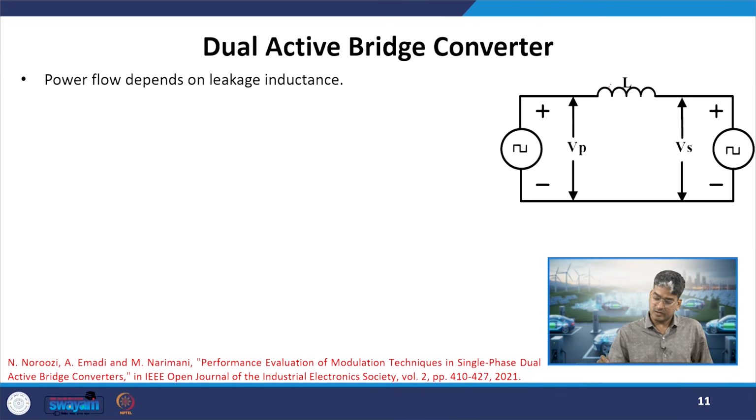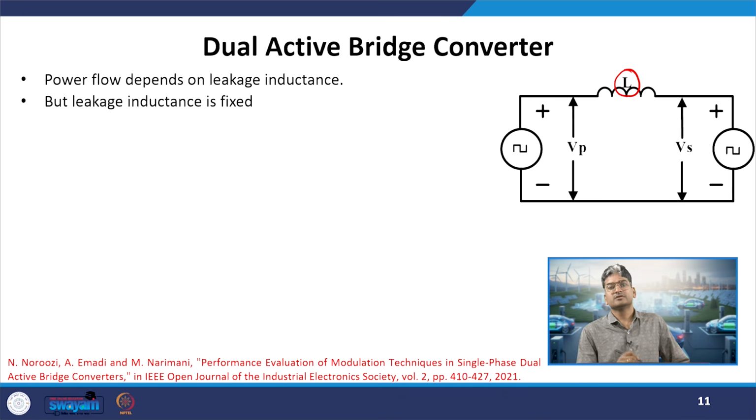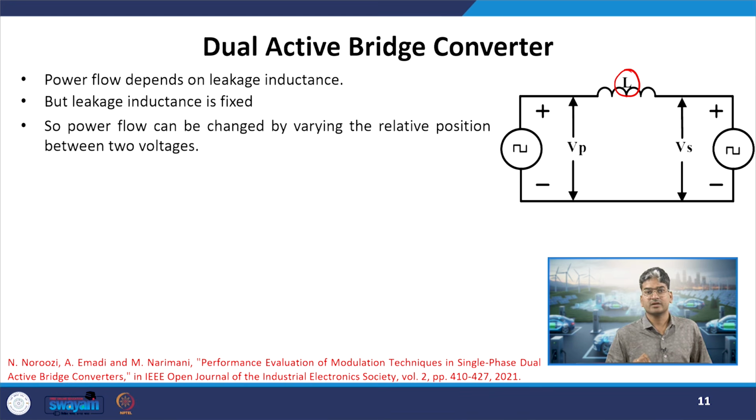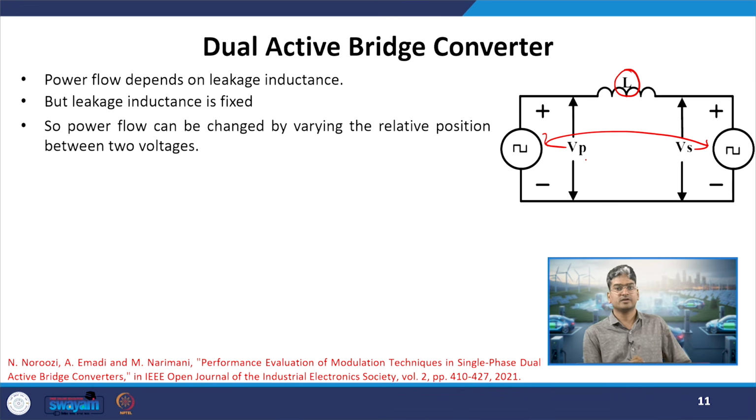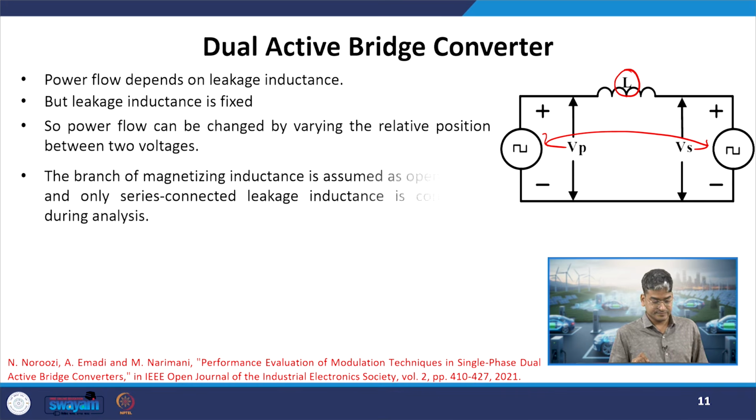This power flow will now depend on the L value. But once the circuit is designed, the L becomes fixed. So, during the design stage I can manipulate the L value to control the power flow. But once I design the circuit, L will become fixed. So, how will I control the power flow? By changing the delta value, or by changing the relative position between these two voltages, primary and secondary side. That is what we are doing by changing the delta value. By changing the relative position of the voltages, we will be able to control the power flow in both the directions.